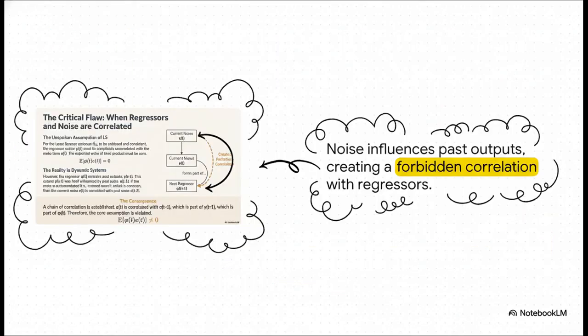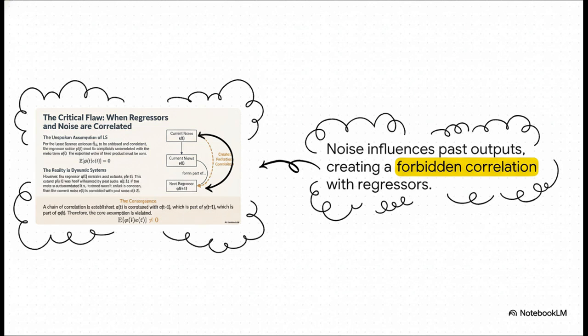But, and this is a huge but, there is a critical, often unspoken assumption here. For least squares to actually work the way it's supposed to, the things we use to predict, our regressors, have to be completely uncorrelated with the random noise that's hitting the system. But just look at this diagram. In any dynamic system, the noise from yesterday, e of t minus 1, influences yesterday's output. But wait, yesterday's output is part of today's regressor. This creates this nasty circular link, what we're calling a forbidden correlation.